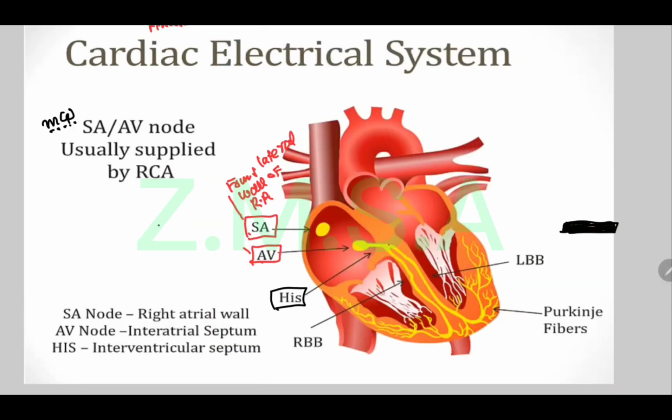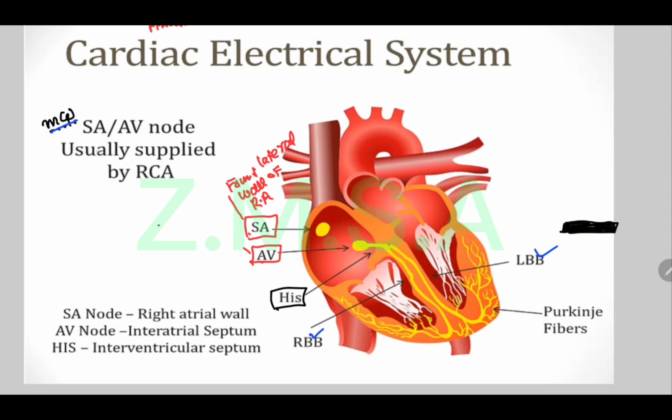Next, anatomy of the cardiac electrical system, and here are the components of the cardiac electrical system. First of all is the SA node, then the AV node, then the bundle of His, and after that the right bundle branch and left bundle branch, and last but not least, the Purkinje fibers. First of all, MCQs.